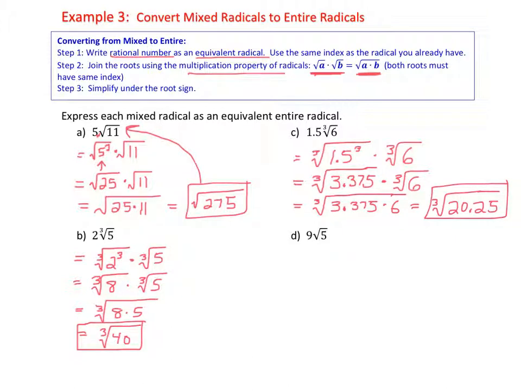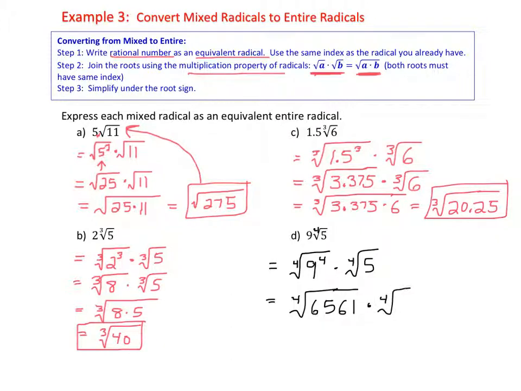In the last example D, there's a bit of a typo here. It's supposed to be 9 times the fourth root of 5. So we're going to use that as the example. So we have to write 9 as an equivalent fourth root. So we're going to have the fourth root of 9 to the power of 4 times the fourth root of 5. The 9 to the power of 4 is equal to 6,561. So we have the fourth root of that times the fourth root of 5.